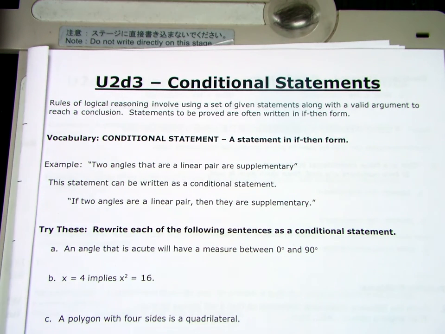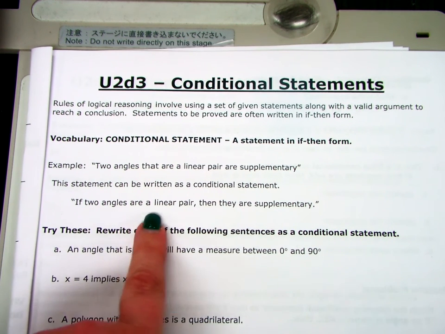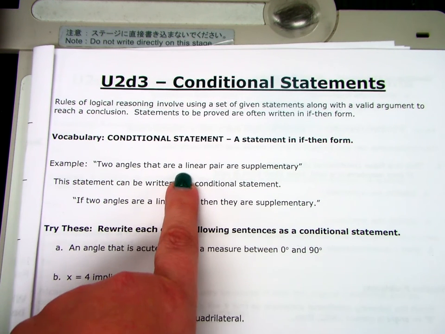I need to start with if, the subject of the sentence, which is two angles. So if two angles are a linear pair, then what happens? That means they are supplementary. Now we know they're also adjacent, but I'm not going to add that into the sentence because it wasn't part of the original sentence. So I can't add additional information. So if two angles are a linear pair, then they are supplementary is how I could rewrite this sentence right here. Two angles that are a linear pair are supplementary.